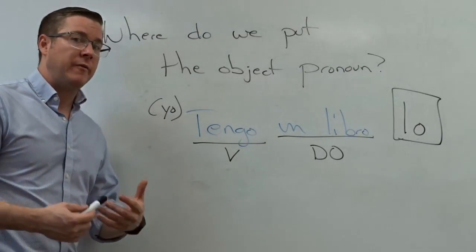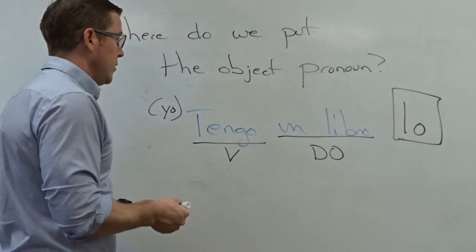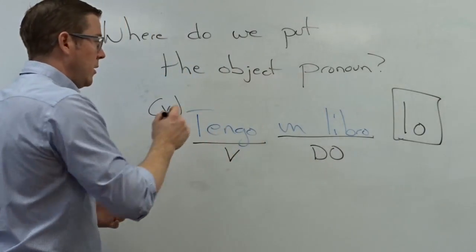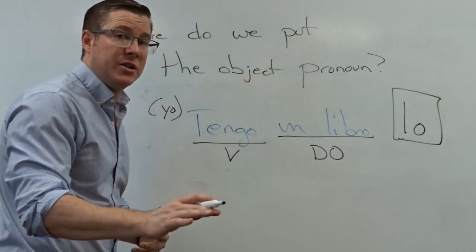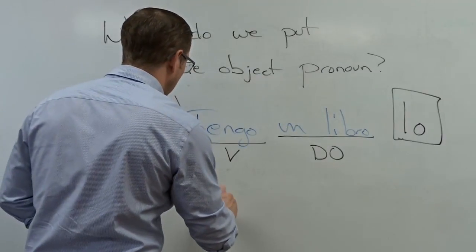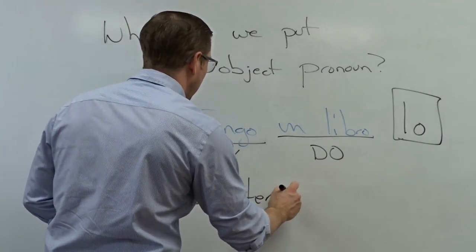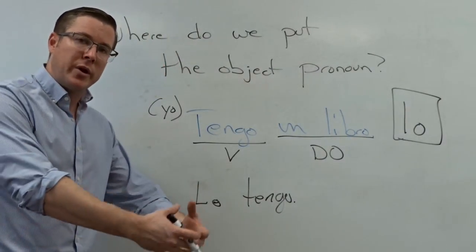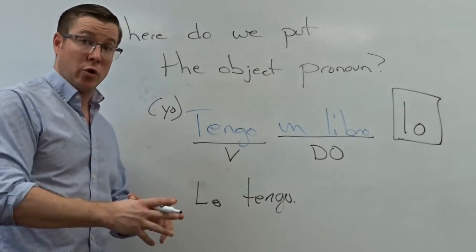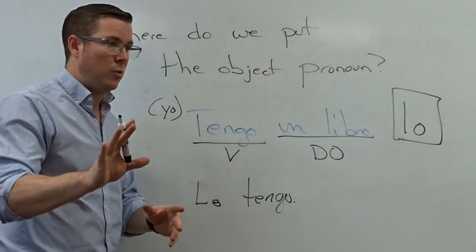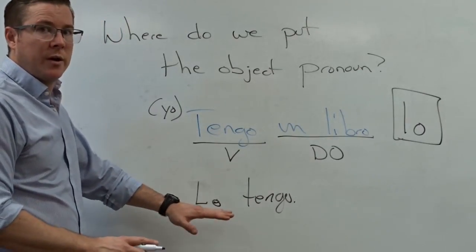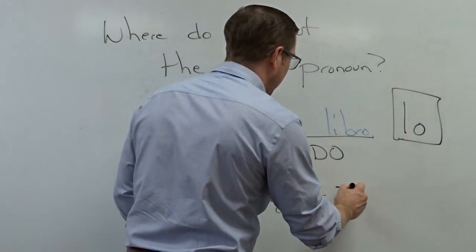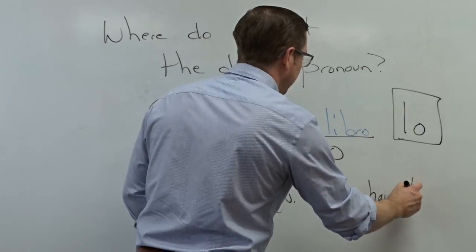But I follow different syntactical rules here. So what I'm going to do is place the object pronoun before the verb, before the conjugated verb. Lo tengo. That's where my object pronouns are going to go. They're going to go before the conjugated verb. Muy importante, very important. Object pronouns go before the conjugated verb. So what does this equal? Lo tengo. I have it.